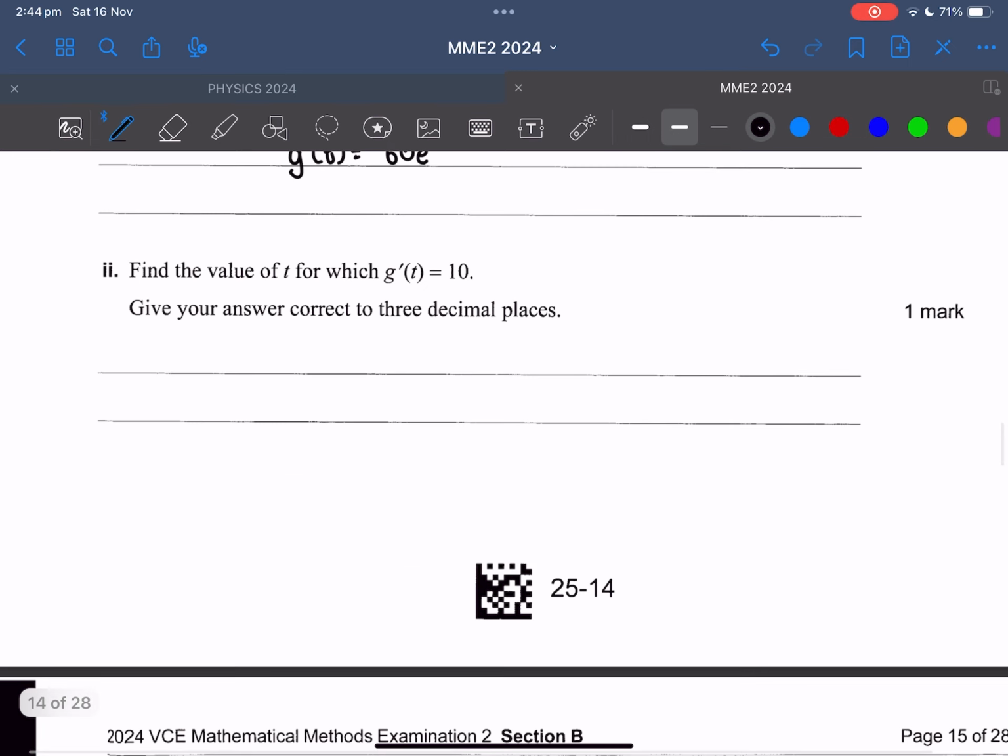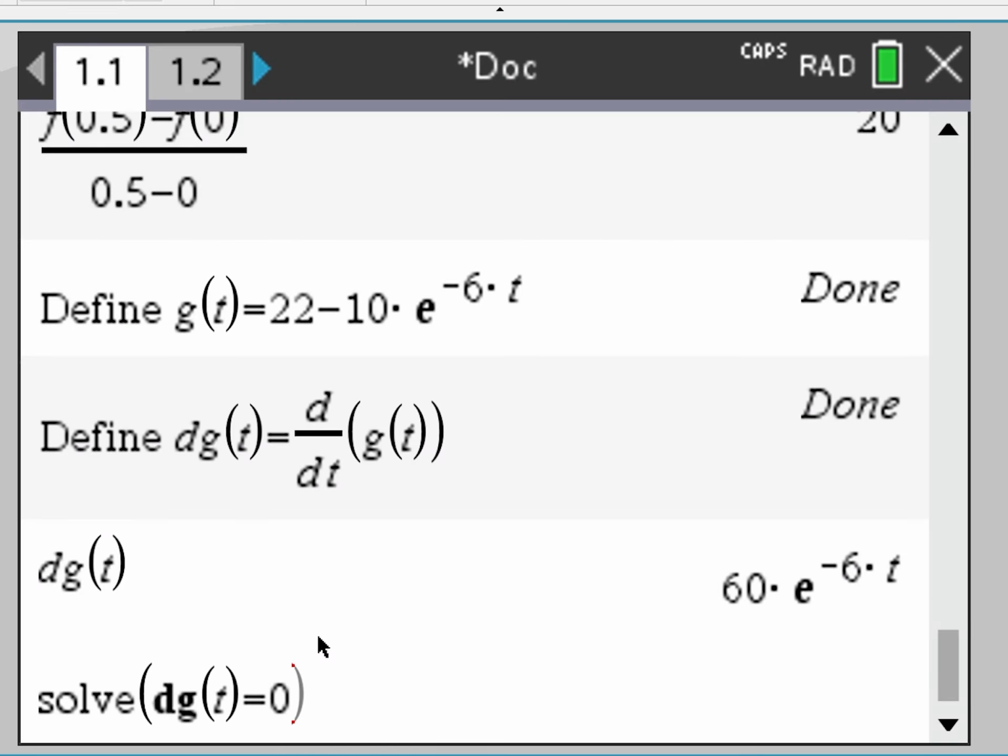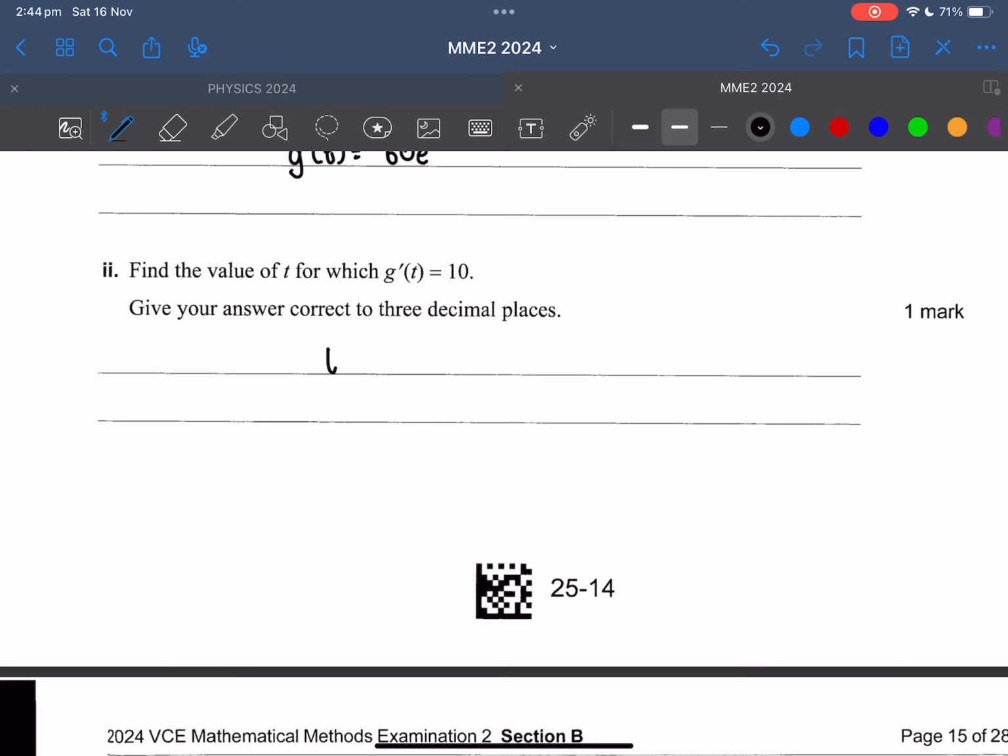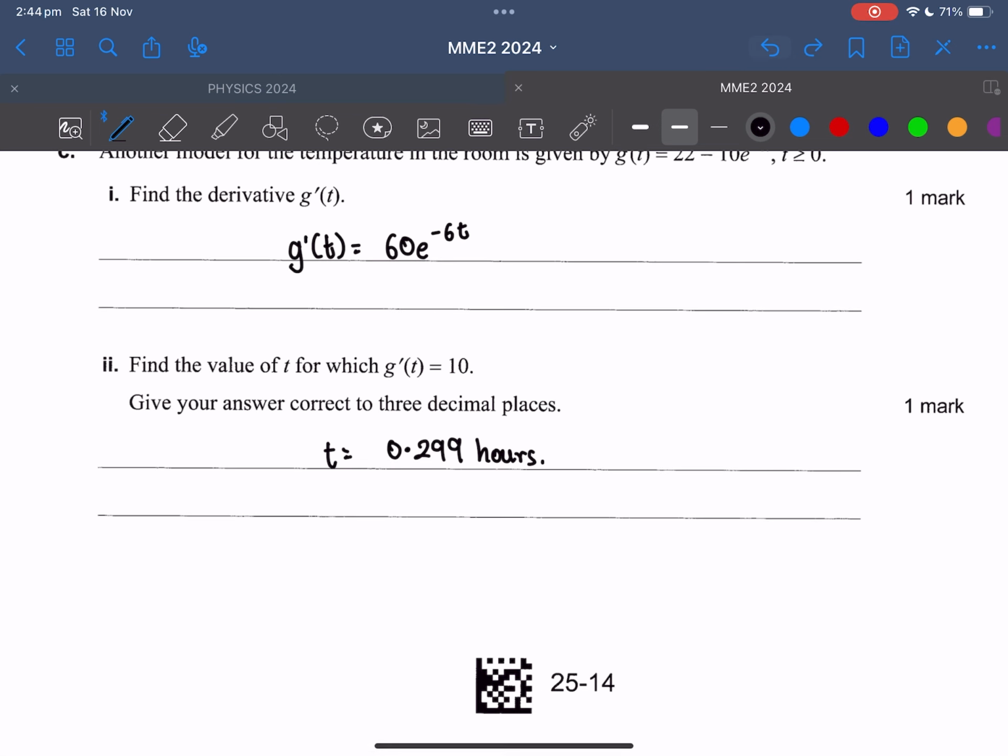Find the value of t for which the derivative is equal to 10. Pretty easy. So solve dg of t equals 10, comma t. There you go. So t equals 0.2999 hours. Please make sure you write the units. It doesn't specify to write the units, however it's better if you do, because sometimes they do have a mark allocated for a unit. So best to write it, better to be safe than sorry.